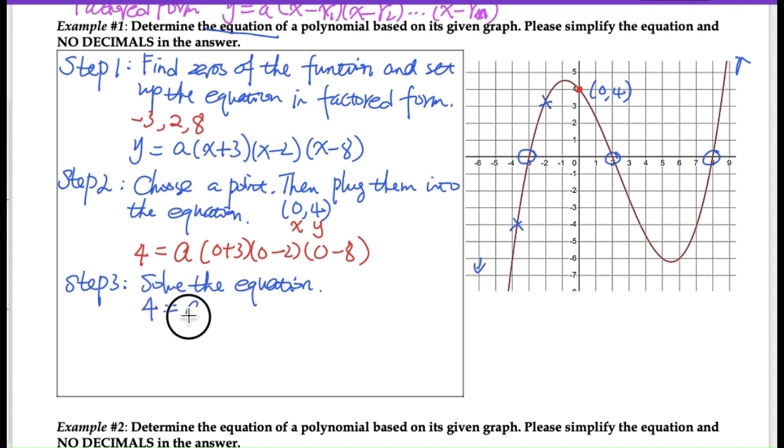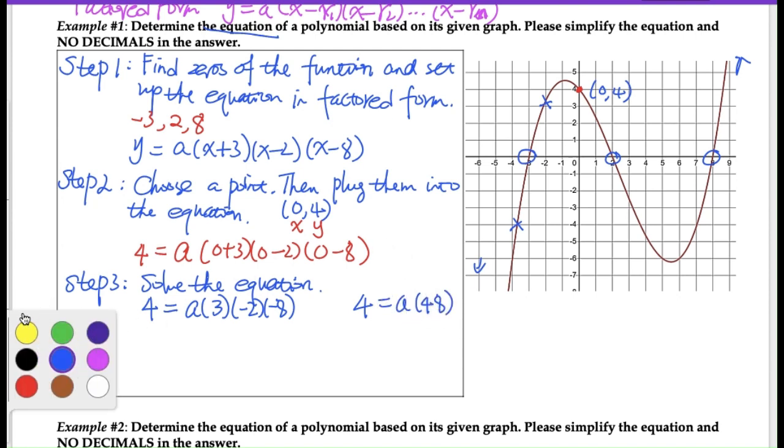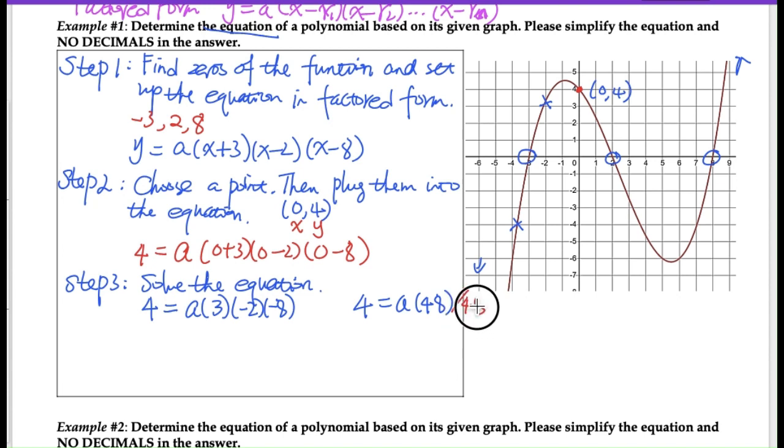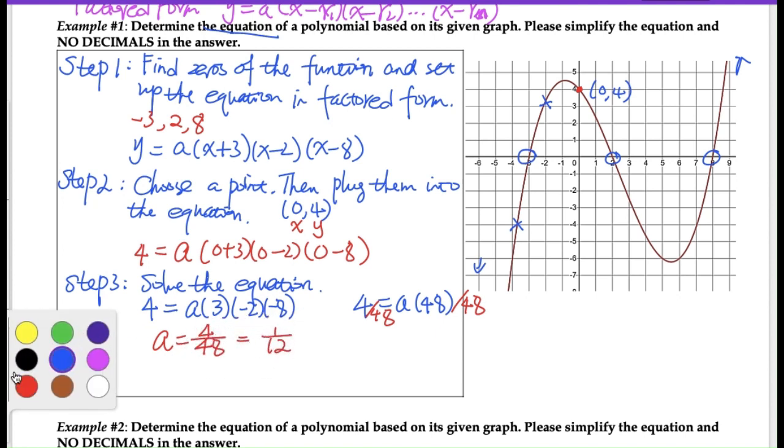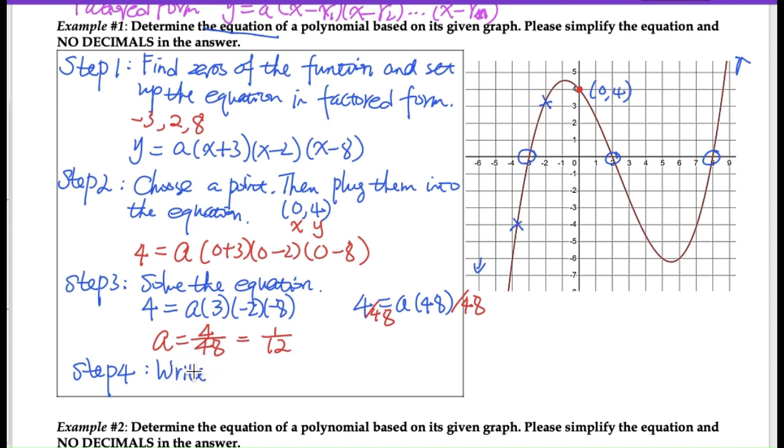So we know 4 equals a times 3 times -2 times -8, and after doing the calculation, 4 equals a times 48. To solve for a, we just need to divide both sides by 48, and a is 4 over 48, which we can simplify to 1 over 12. Just want to remind you again, since the question is asking us to determine the equation, we need to write down the equation.